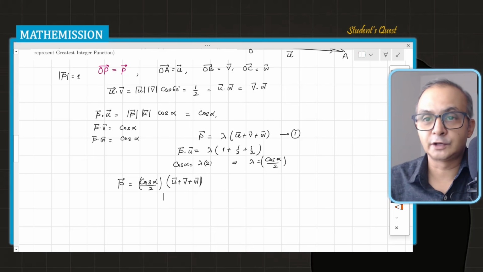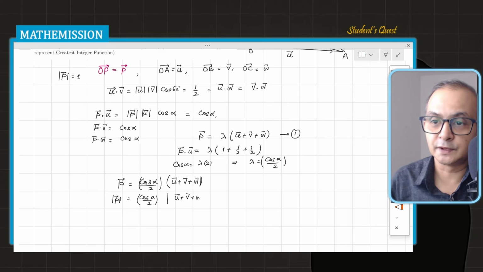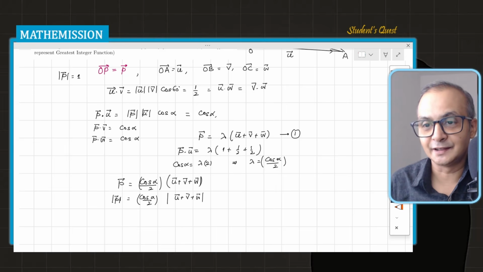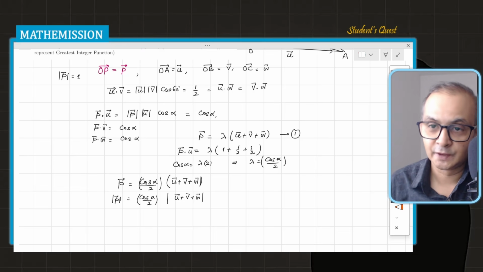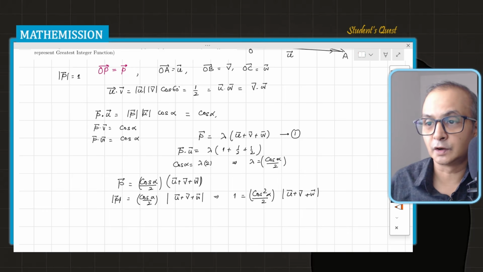Now you know that the magnitude of P is 1. So we can directly say that the magnitude of P is equal to cosine alpha by 2 times the magnitude of U plus V plus W. You notice now it is indicating that we are going to find cosine square alpha, because when you square both sides, that will become 1, because the magnitude of P is 1, and this is cosine square alpha by 2 in front, and this is going to be U plus V plus W mod square.